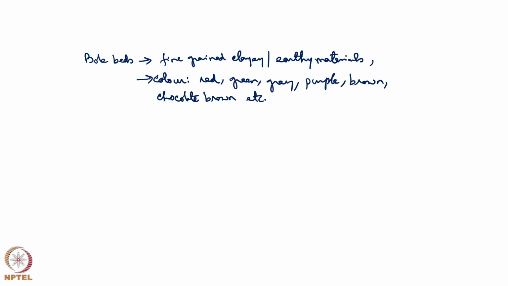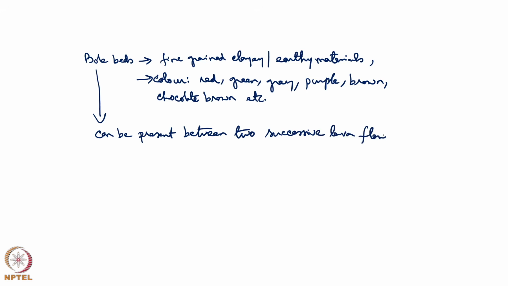So, between two lava flows, if there is a time gap, there can be bole bed present between two successive lava flows. What does this mean? This does not mean that the lava flows happen one after another, but there was a significant time gap, and the bole beds were produced.